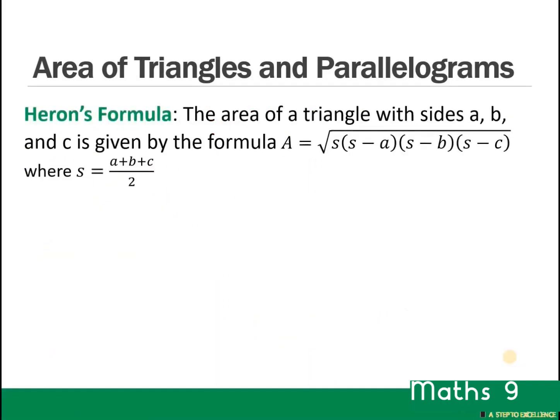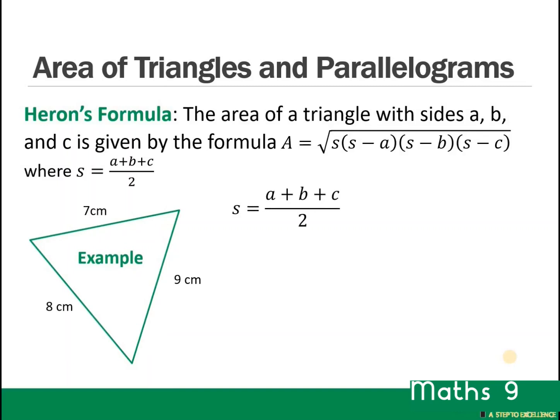Heron's formula. The area of a triangle with sides a, b and c is given by the formula A equals the square root of s times s minus a times s minus b times s minus c, where s equals a plus b plus c over 2. Here's an example. First of all, to work out the area of this triangle, we need to find s, which is a plus b plus c over 2, or 7 plus 8 plus 9 over 2, which is 12.